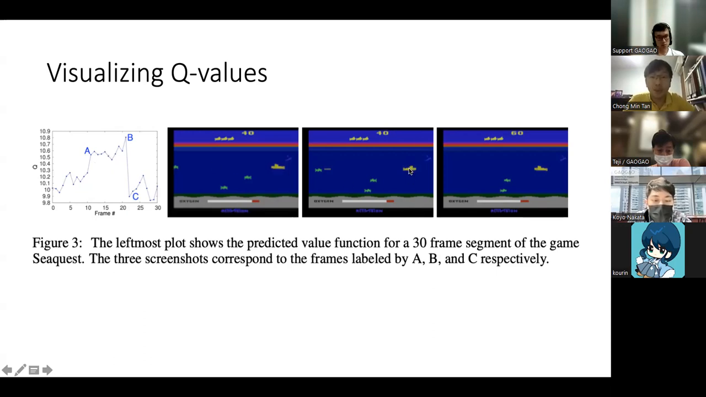So the expected future value went up because there's this possibility of you being able to fire. At state B, you already fired your torpedo and your torpedo is about to hit the submarine. So this is the highest value because immediately after, you are going to get the reward for destroying the enemy. After you destroy the enemy, your next state is C because there's no enemy to kill, and the expected future value drops down. It doesn't mean that it's a bad state.